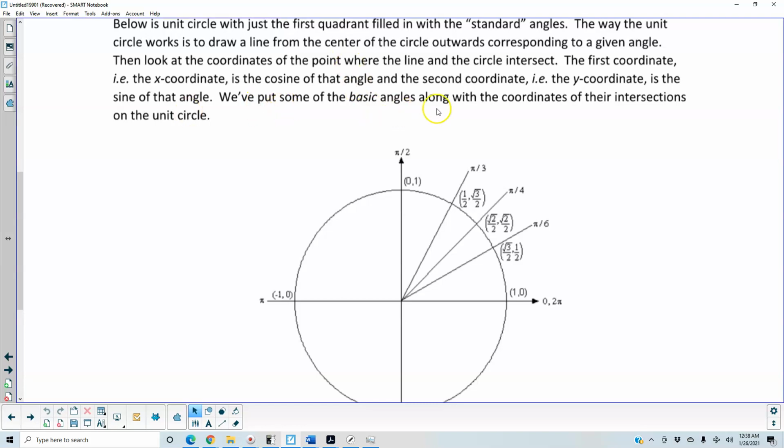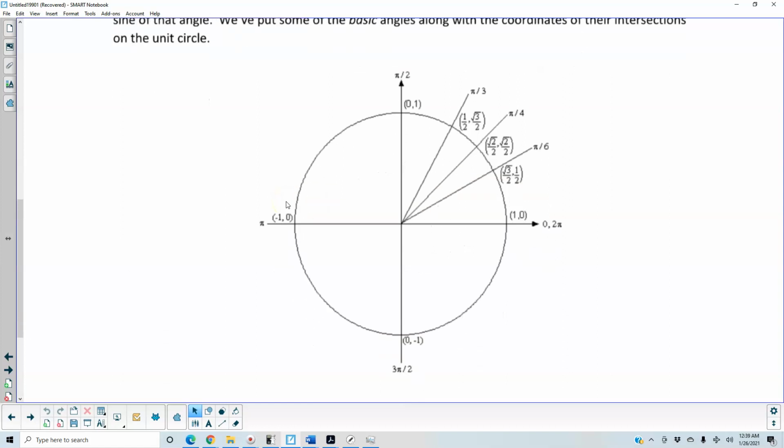We've put some of the basic angles along with the coordinates of the intersections on the circle. So again, the cosine of the angle is the x-coordinate, and the sine is the y-coordinate. So here you have 0, and then it goes to pi over 2, and then it goes to pi, and then it goes to 3 pi over 2, and then 2 pi. Now, this also represents 1, 0. This represents 0, 1, negative 1, 0, and then 0, negative 1. Here's our angle pi over 6. Here's our angle pi over 4, and then pi over 3.